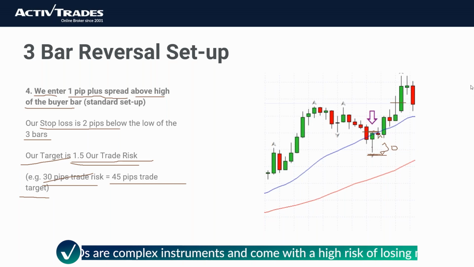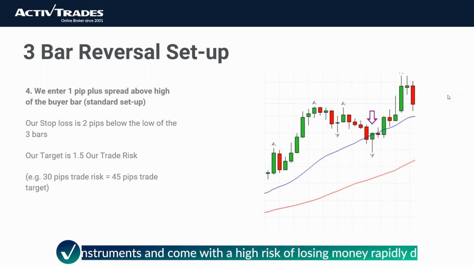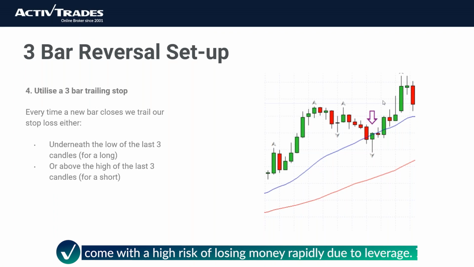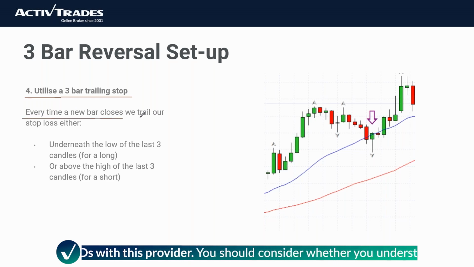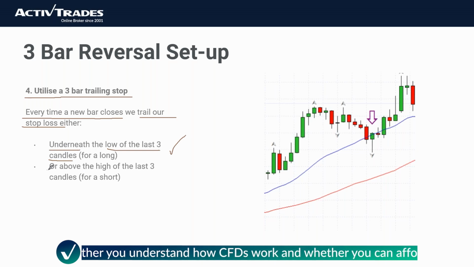But I do appreciate that some people prefer to trail their stops instead, and that's absolutely fine. If you are someone who prefers to trail their stops, then what I suggest is that you utilize a 3-bar trailing stop. So you've got a 3-bar reversal into a 3-bar trailing stop. And what does that actually mean? It means that once your trade is triggered, every time a new bar closes, we trail our stop loss underneath the low of the last three candles when you're in a long position, or above the high of the last three candles for a short position.